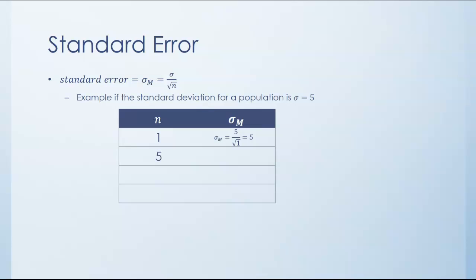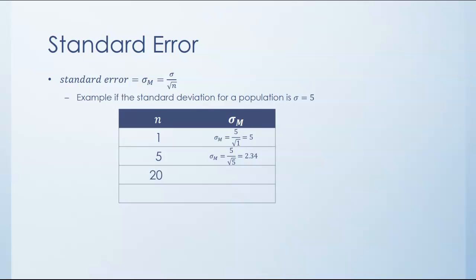All right, so let's do it for n equal to 5. So now we're going to do 5 divided by the square root of 5. When we do that division, we get 2.24. Notice that I have a larger n and my standard error has decreased. Okay, remember we talked about the larger your n, the less variation you're going to have in your means. So the standard deviation should be dropping as we go through our larger n's.